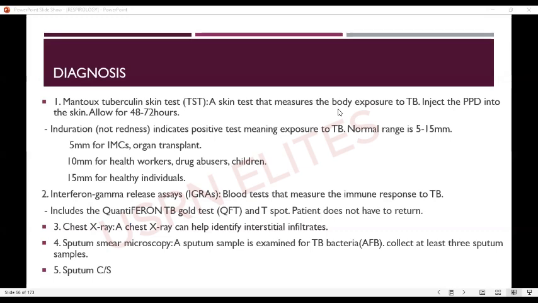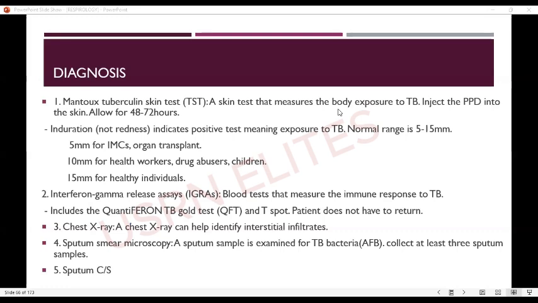Then three, you can do a chest X-ray. A chest X-ray will identify what? Interstitial infiltrate. Good. Then four, you do a sputum smear microscopy. Here you have to pay attention, there are some few things you should know for the NCLEX.